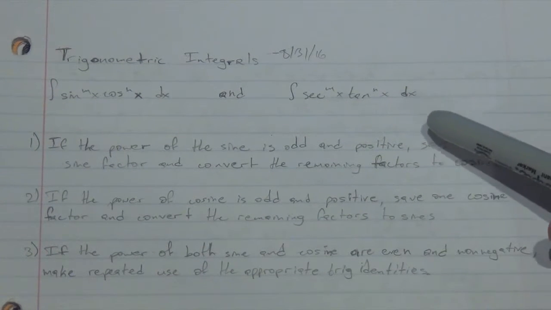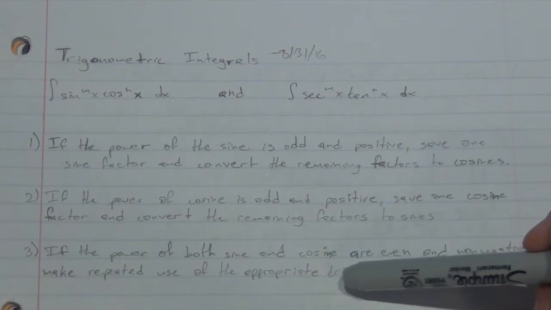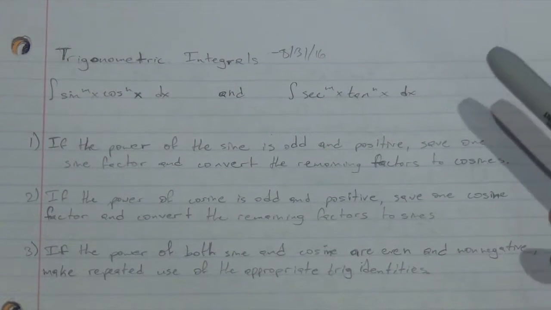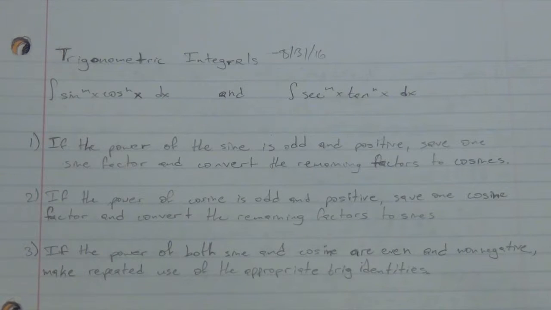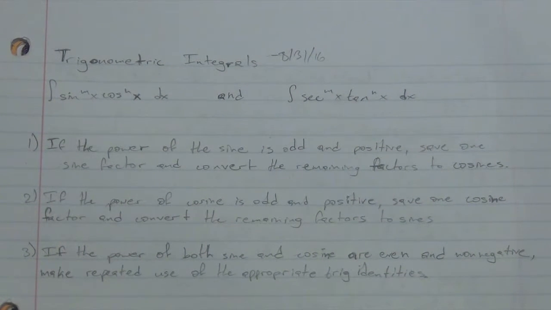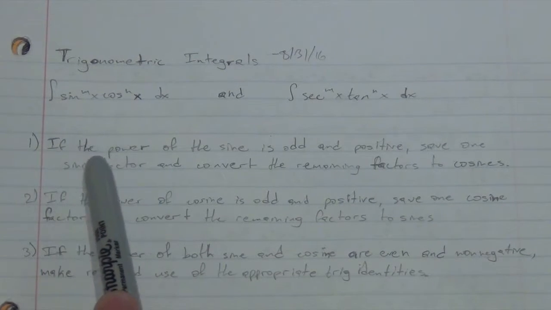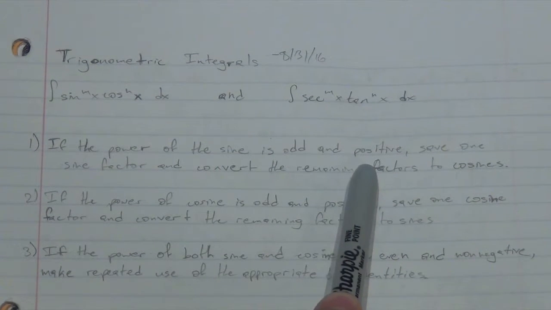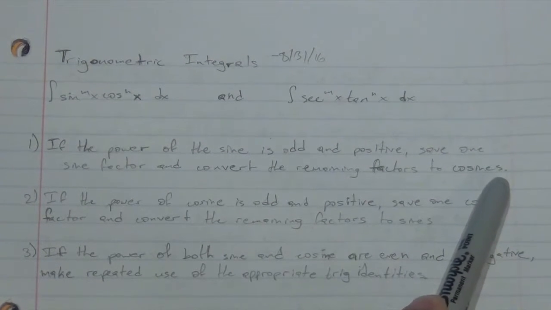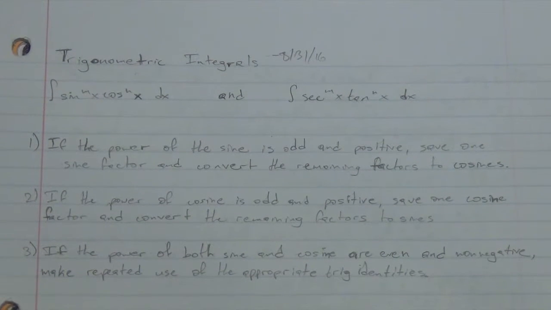So what we see here are three rules that apply to most, if not all, integrals involving sine to a power and cosine to a power. Let's take a look at rule number 1. It says, if the power of the sine is odd and positive, save one sine factor and convert the remaining factors to cosines. Let's keep reading through the rules, and then we'll move on to the examples.